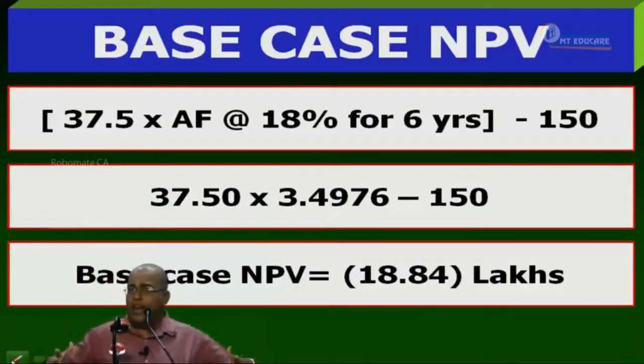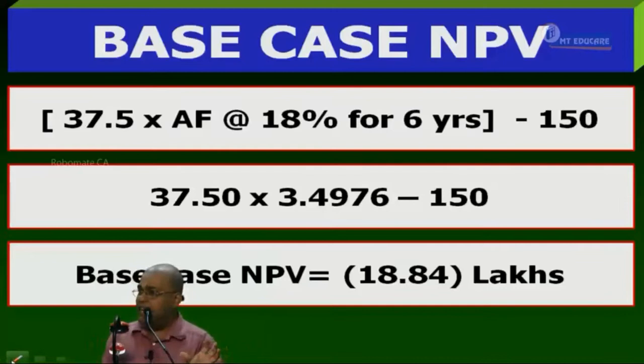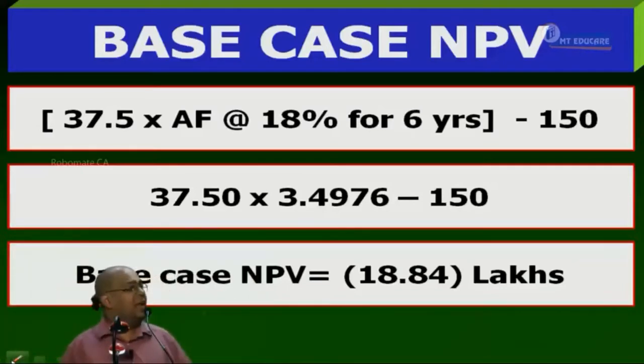It all gets merged up, yes or no? It all gets mixed up. We are not able to disseminate what is due to the project, what is due to the debt tax shield, what is due to the flotation cost. We don't know the breakup of where the NPV comes from. We don't know the sources of NPV. Are you following what I'm saying?